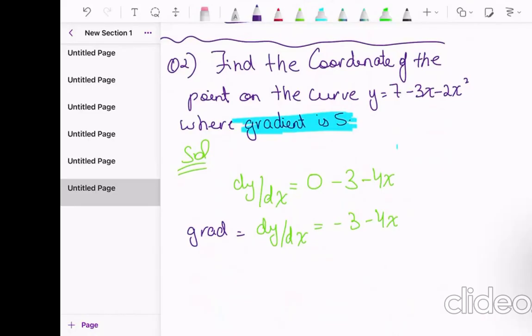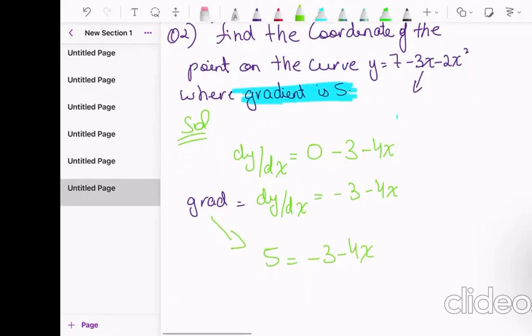Sir, they have given us a... Wouldn't it be like minus 3x minus 4x? Minus 3, because now listen to me. When we apply differentiation, in the previous part we had a value of x, so we put the value of x and found the gradient. But in this part, the unknown is x. They have given us the gradient value. So now I will put the gradient value, that is 5, and this will be equal to minus 3 minus 4x. Now I have to find the value of x.